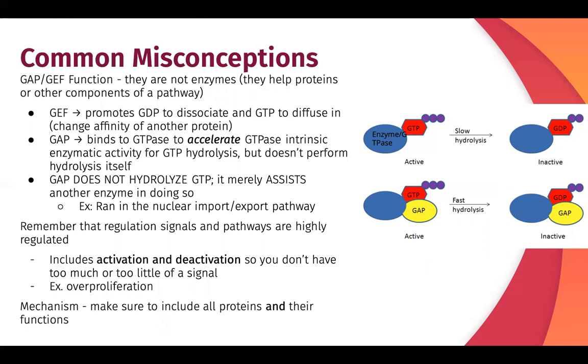So remember that signals and pathways are highly regulated. So there's activation and deactivation. So you don't have too much signal or too little signal, because like we talked about, that causes problems such as cancer or a plethora of problems. And just mechanistically, make sure that you know all of the proteins and their functions and what they do. And obviously there's some excess proteins like FOXO before. If you watch a video and it includes that, ignore it. If we didn't talk about it, you don't need to know it.